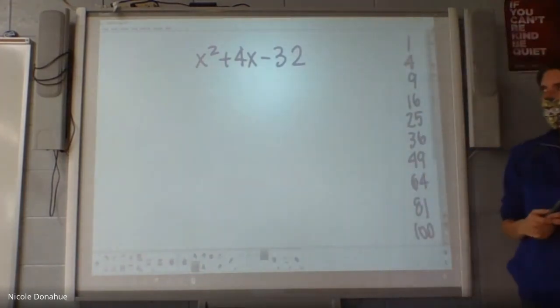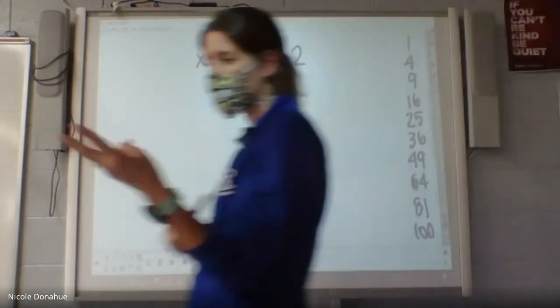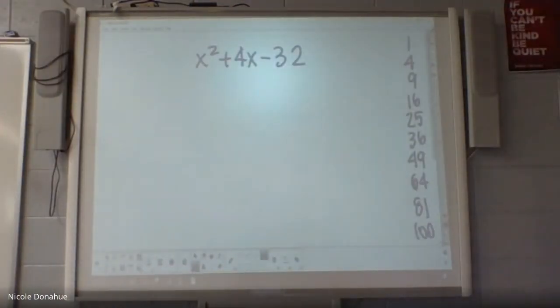x squared plus 4x minus 32. So again, it has 3 terms. The a is 1, so we know we're going to do that type of factoring we just wrote down.